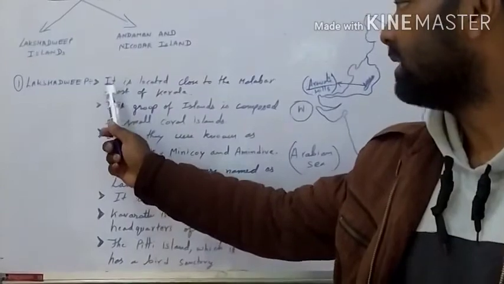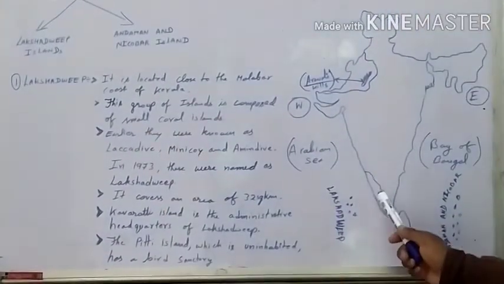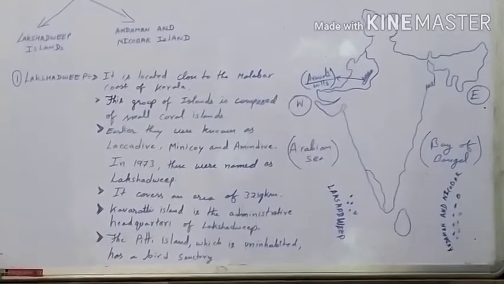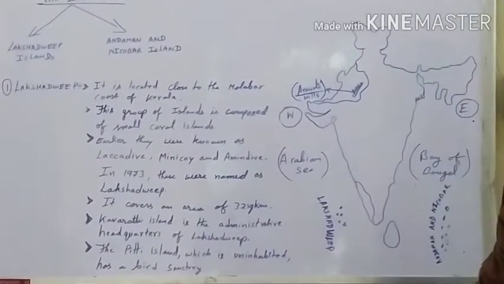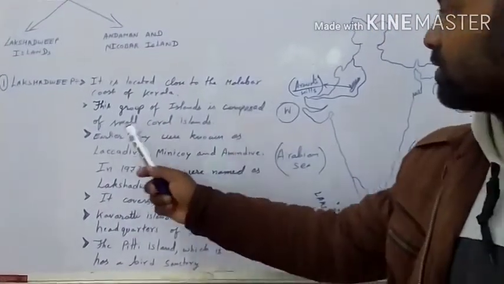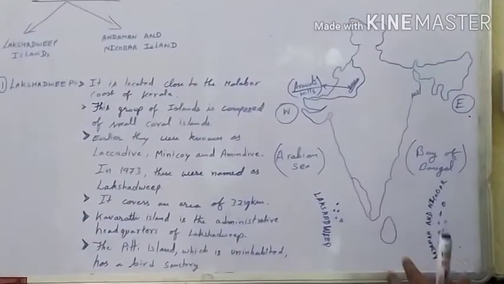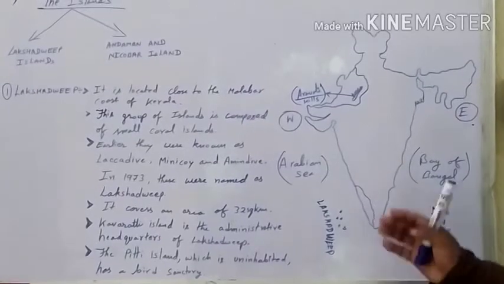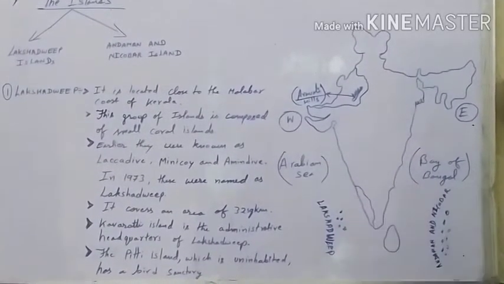The first one is that it is located close to the Malabar coast of Kerala, which lies here, as we have already discussed. Kerala lies here. This group of land is closer to the Malabar coast of Kerala. The next point is that this group of islands is composed of small coral islands. These small islands here are made up of coral reefs. It is actually made of corals, and that is why we also call it a coral island.